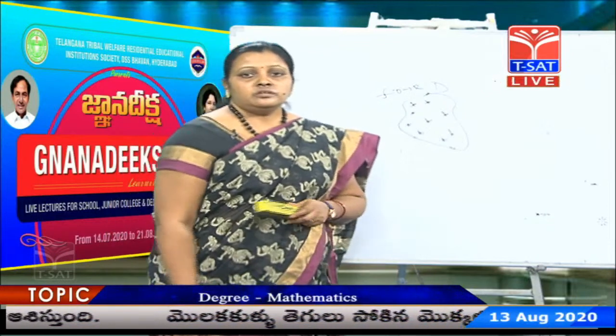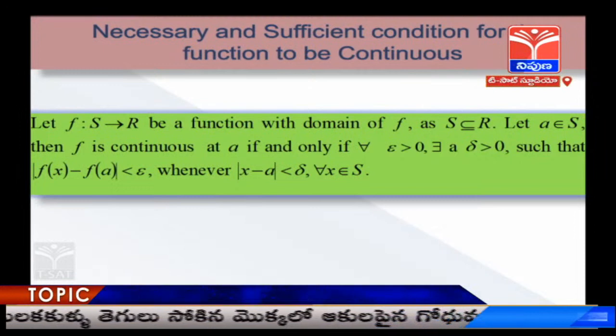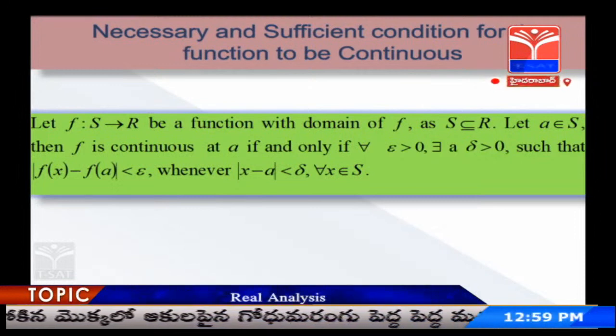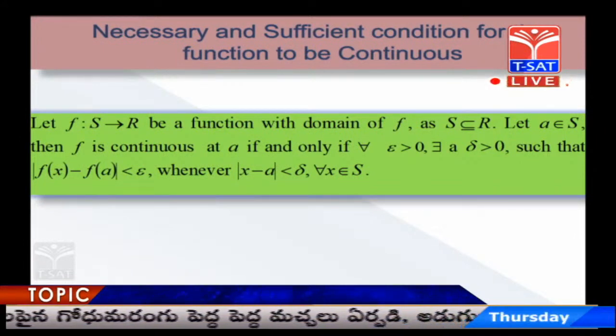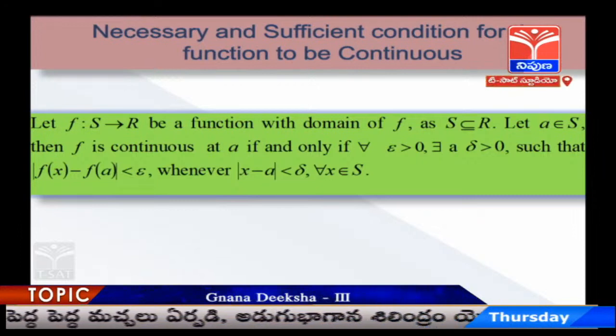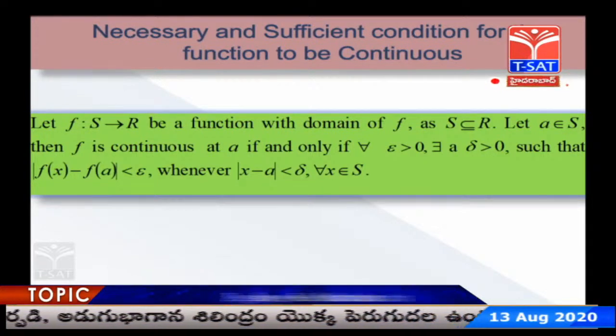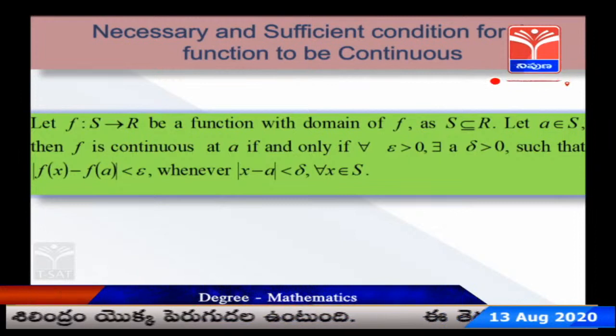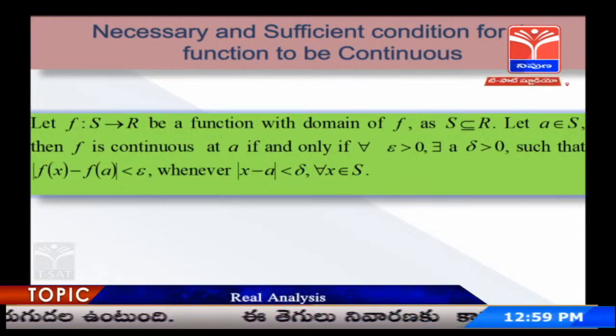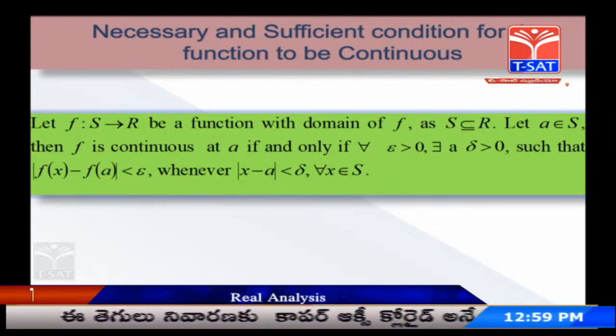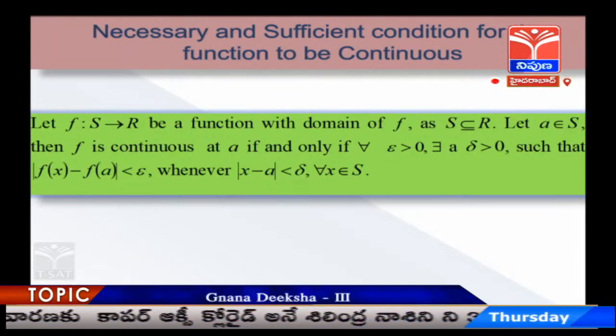And coming to the necessary and sufficient condition for the function to be continuous. So if you are taking the function f maps S to R, already we discussed this in the limit point. Now we are going to discuss the same condition, but it is said to be a necessary and sufficient condition for the function to be continuous.